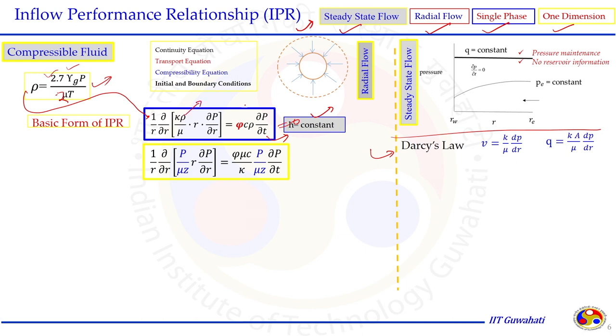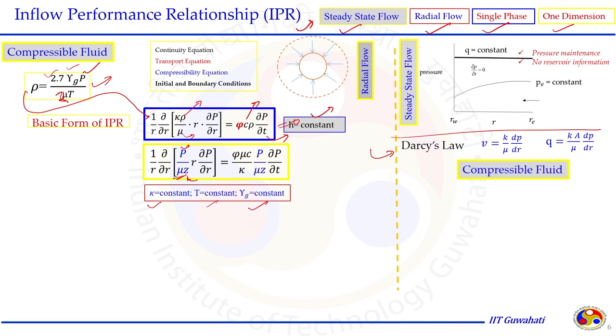When we are replacing density on both sides, the term 2.7 gamma g by T will be cancelled out, and we will be left with p, the pressure that is from here, and mu z, where mu was already here and z is coming from this density expression. Okay, and now if we take further assumption k is constant, temperature is constant, gamma g is constant, we can simplify this equation for the compressible fluid.